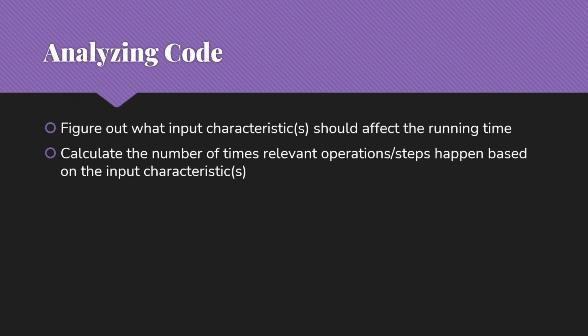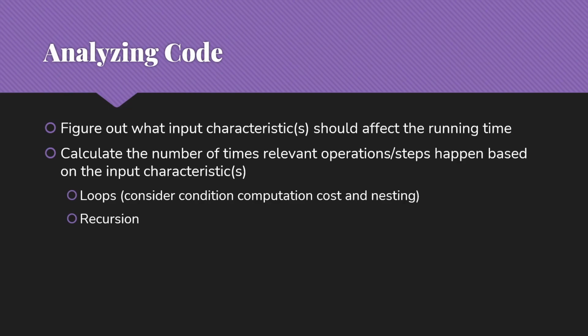Once we know what that input characteristic is, we're going to calculate the number of times that the relevant operations or steps are happening based on the input characteristic. In doing that, we're going to especially consider things like loops, where we need to consider the condition computation cost, which can sometimes be quite expensive. And we need to consider nesting. We're going to multiply out from our most inner loop to our outer loop as appropriate, though we need to consider carefully, because sometimes we can have a nested loop and it's still just big O of n. Have to pay attention to the logic in the loop.